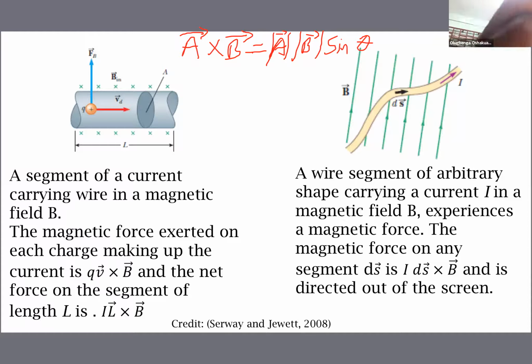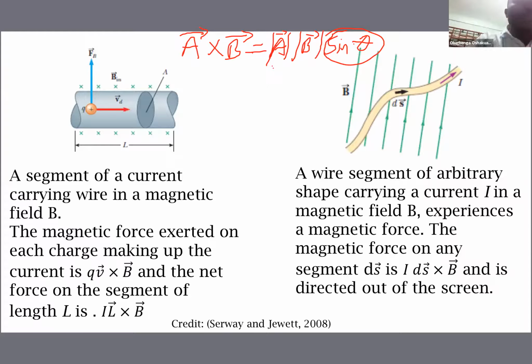So when the angle between A and B is 90 degrees, that is, when A and B are perpendicular, that is when you have the maximum. That is when sine theta will be 1. When theta is not 90 degrees, then sine theta will be less than 1. And when A and B are in the same direction, it will mean that the angle between A and B will be 0, and sine 0 is 0.